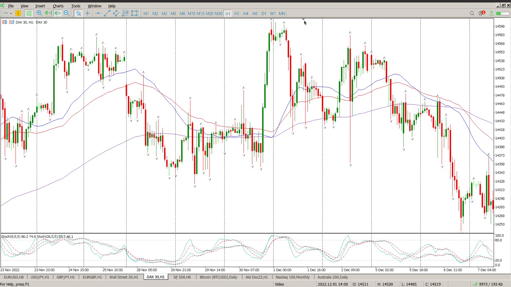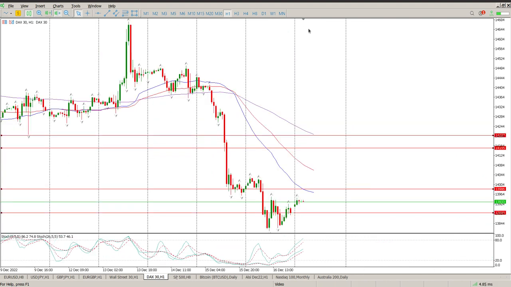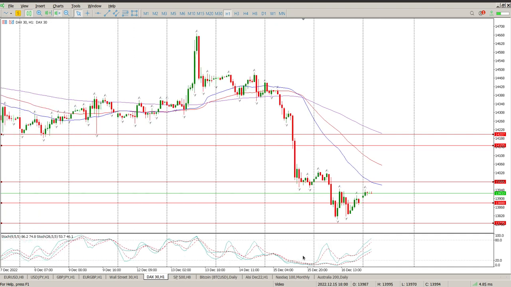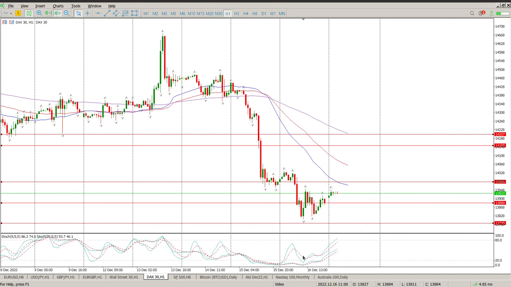If you get into the hour, the picture changes ever so slightly, and then this little level here comes into play at 13,986. You can see with the oscillators here. So there is a bit of German data coming out today which may impact the DAX, but I honestly don't think so.